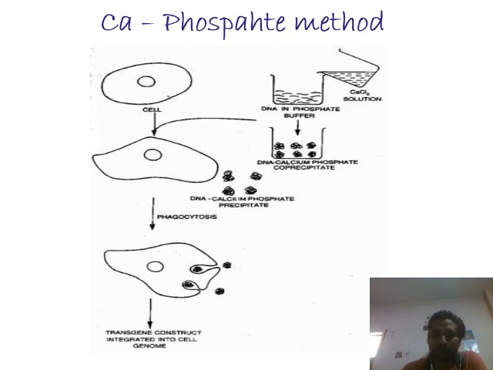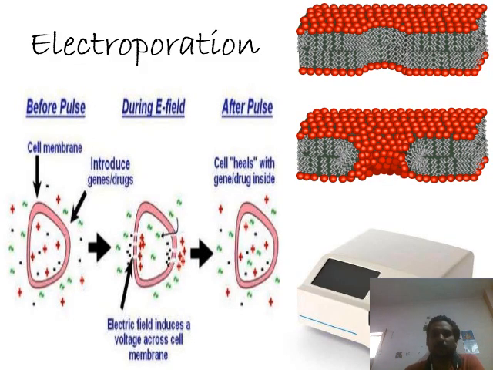Now we come to the next method, electroporation. As the name suggests, electroporation means electricity. Here we are using electricity to create small pores inside the cells. Through these pores we can transfer our DNA. It has three steps: first is called the before pulse, then during the E field, and then the after pulse.